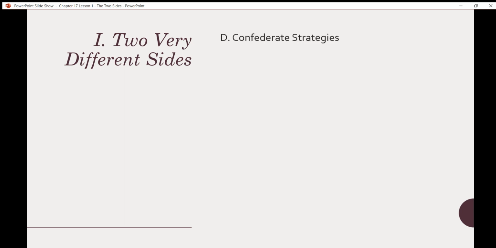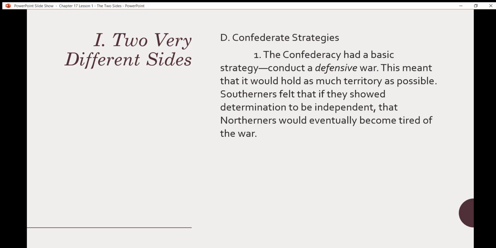So let's go ahead and now talk a little bit about the strategies of each of these sides. Let's start off with the Confederacy. The Confederacy had a basic strategy. Much like I said prior, they weren't into attacking. The Confederacy's mentality is to conduct a defensive war. This meant that it would hold as much territory as possible. Southerners felt that if they showed determination to be independent, Northerners would eventually become tired of the war and, like I said, would just surrender to the Southerners' hope that they would be regarded as an independent country.